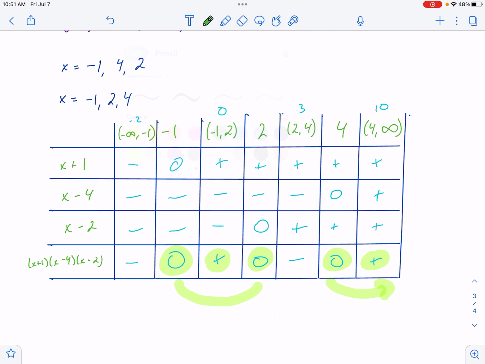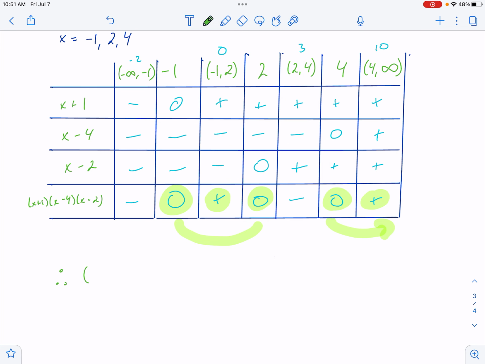I can write my final answer. Therefore, x plus 1 times x minus 4 times x minus 2 is greater than or equal to 0 on the intervals -1 to +2 inclusive, because we want it equal to 0, union, and then 4 off to positive infinity with the curved bracket, 4 with the inclusive bracket, because we need it to be also equal to 0.